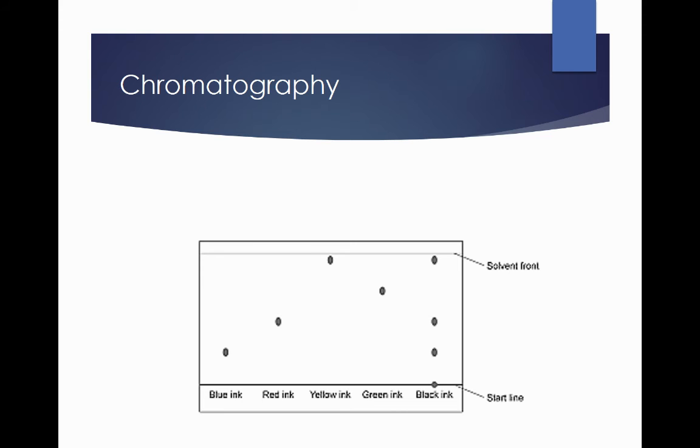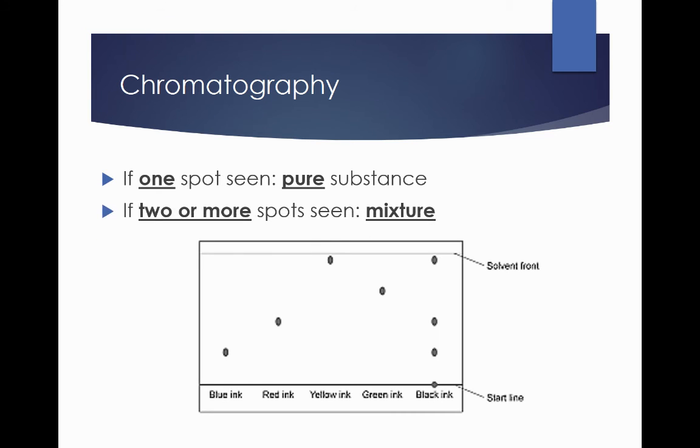And we can use chromatography to look at various things. For example, we can look at whether a substance is pure or a mixture. A pure substance will leave only one spot on the chromatogram, whereas a mixture will have two or more spots seen. In this case, you can tell that blue, red, yellow, and green ink are pure substances, whereas the black ink with 3 spots is a mixture.